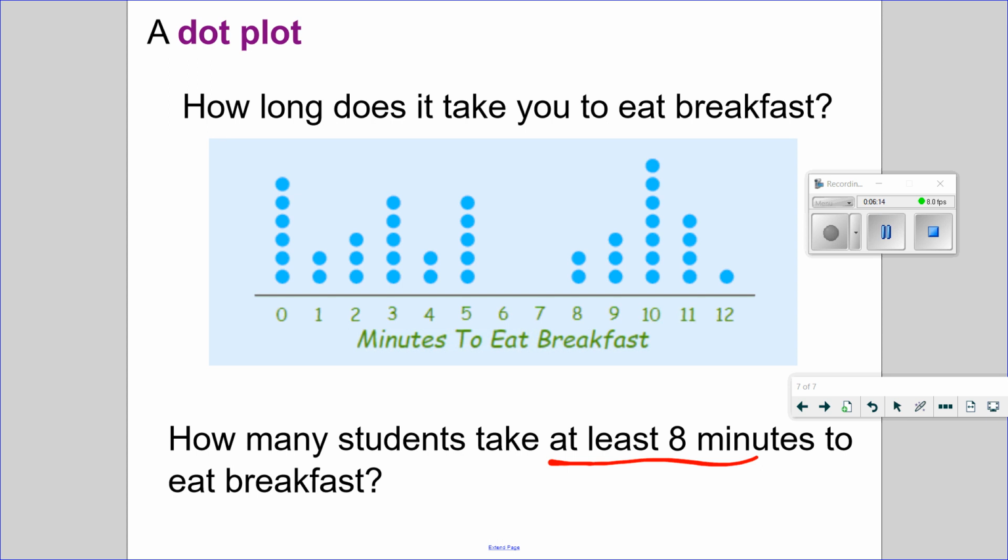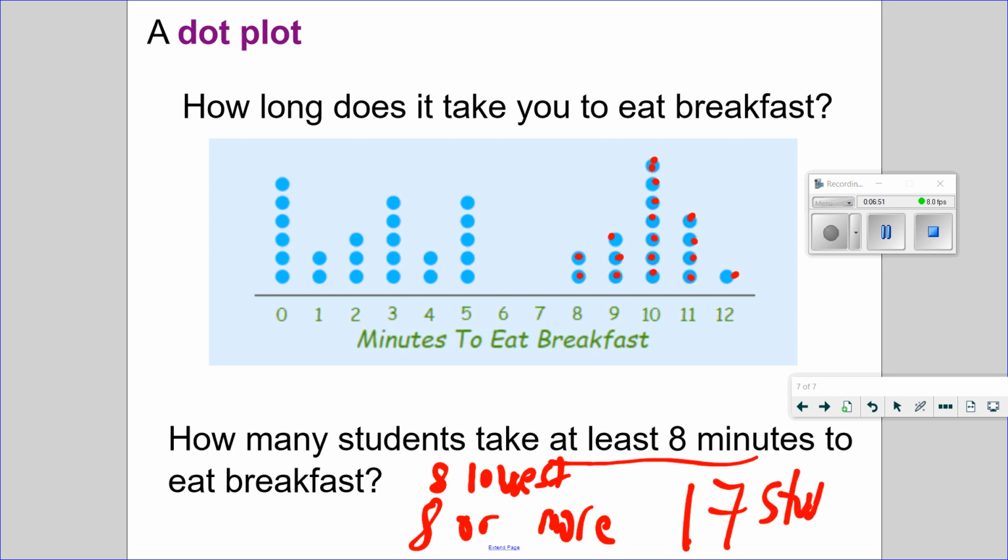At least. That means 8 is the lowest minute it will take them. So 8 or more. So these students take 8 minutes. These students take 9 or more. So all of these students take at least 8 minutes. I mean, 8 is the lowest number of minutes it takes them. So let's count. 1, 2, 3, 4, 5, 6, 7, 8, 9, 10, 11, 12, 13, 14, 15, 16, 17 students take at least 8 minutes to eat breakfast.